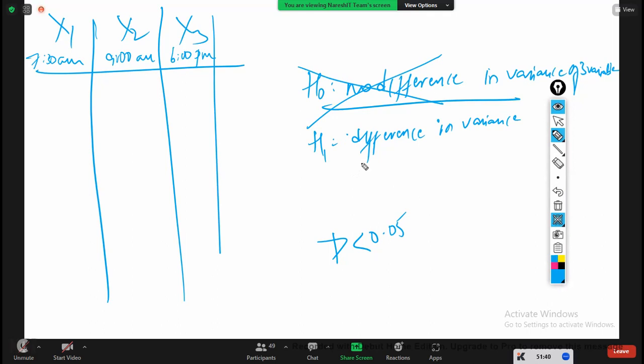Variance in the transaction time is the same. Variance or average, whatever the mean time. If they are working on the mean, means are the same, no difference in the mean transaction time. If they are working on the variance, the variance of the transaction time is the same, right?